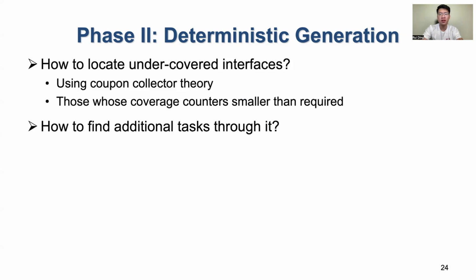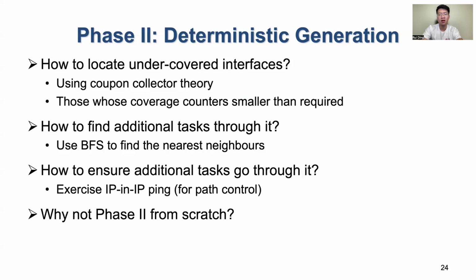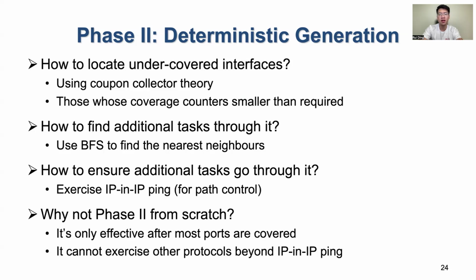Then, how to find additional tasks through them? It turns out that we use BFS to find the nearest neighbors. Moreover, to ensure that the newly added tasks go through the interface, we exercise FP in IP ping for path control. Finally, why don't we use phase 2 from scratch? Due to two reasons. One is that it's only effective after most ports are covered. Second, it cannot exercise other protocols beyond IP and IP ping.